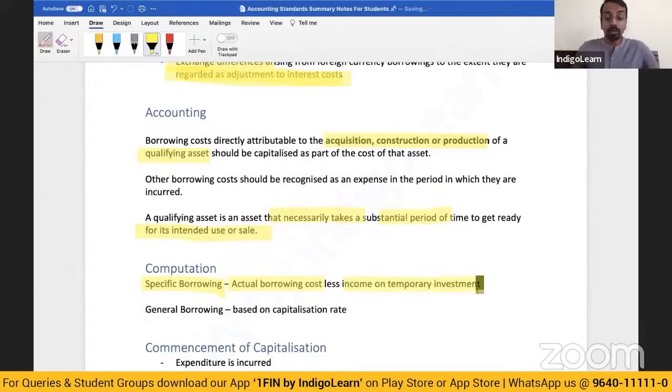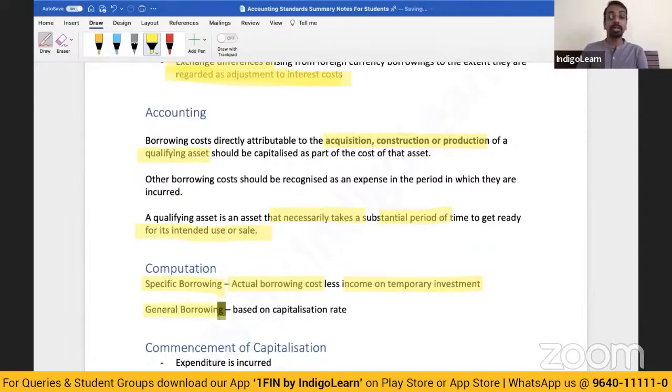So sometimes what happens is you may not be utilizing the full amount of borrowing. You may have invested it somewhere temporarily. Then in that case, investment income will be reduced, and actual borrowing cost which is incurred minus temporary investment income will be capitalized. Okay, that is the part related to specific borrowing.